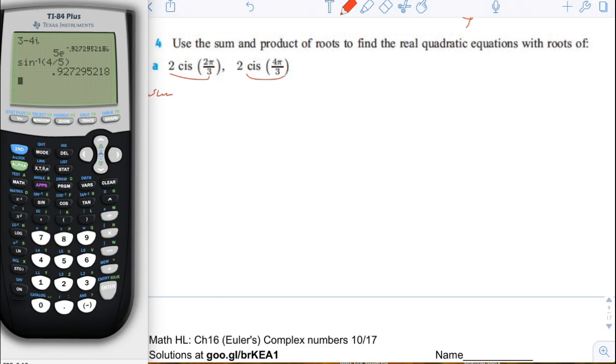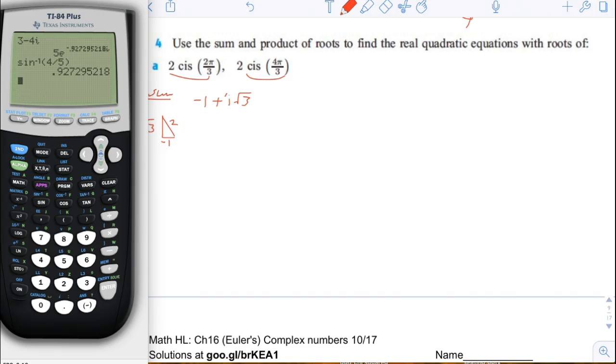So if we add those together, let's convert them into a plus bi form, shall we? The first one is 2 pi over 3, which is that angle right there, and the hypotenuse is 2. So the x component would be negative 1, and the y component would be, no, not negative, positive square root of 3. And I would write that out as negative 1 plus i times square root of 3.